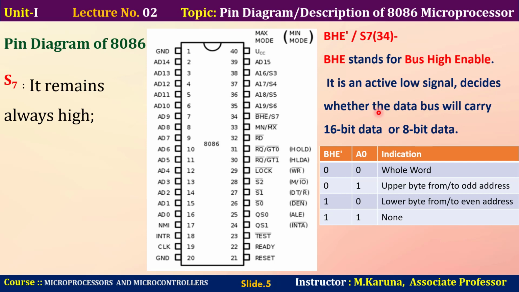VCC available at 40th pin. That pin is connected to the plus 5 volts power supply, and ground available at pin 1 and pin 20. These two pins act as ground signals.